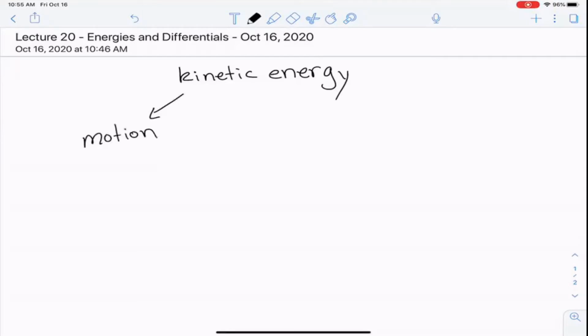Can you think of a couple other ways that you could store kinetic energy? You can have rotational kinetic energy. Yep, that's right, you can have rotation. And there's one other one that I'm thinking about. Can anybody think of it quickly? Would it be vibration? Yeah, it's vibrational energy, right?